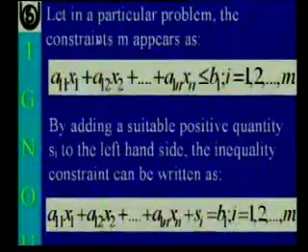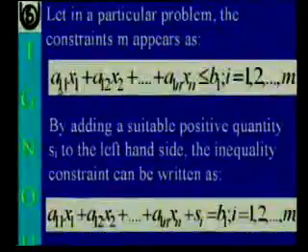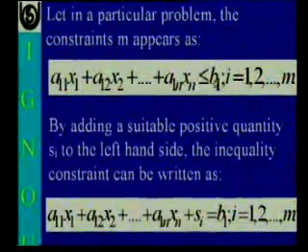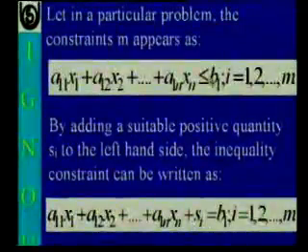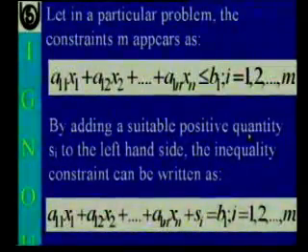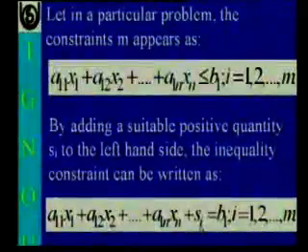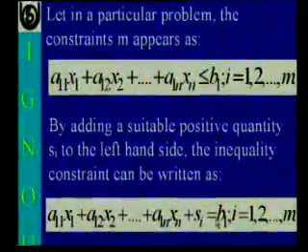Now let us take a simple expression. This was our expression for the constraint, and this is the sign of less than or equal to. Then by adding a suitable positive quantity S1 on the left hand side, this becomes the equal sign.